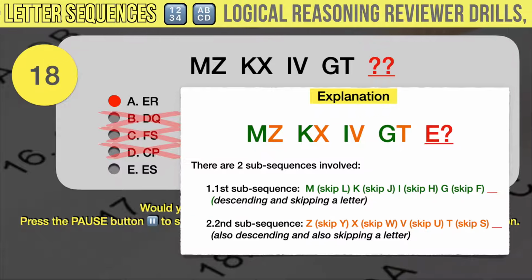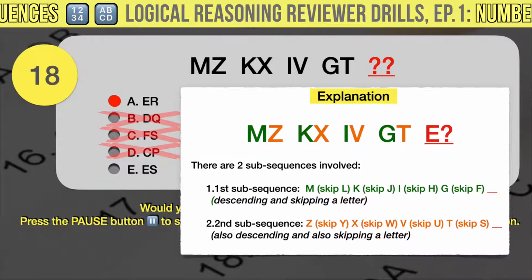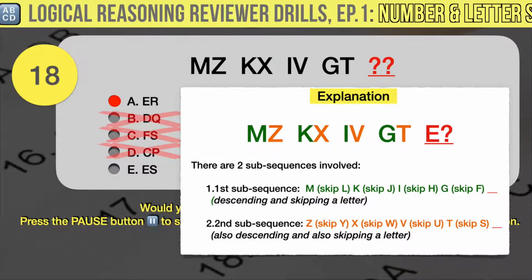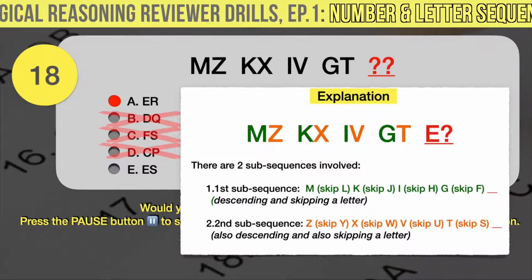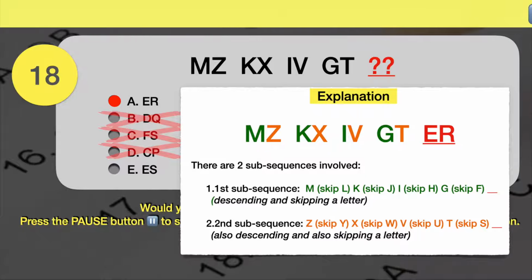Second, the second letters of each pair are also in descending order, and also skipping a letter, as follows. Z, skip Y, X, skip W, V, skip U, T, skip S. Therefore, the second letter of the next pair should be R.